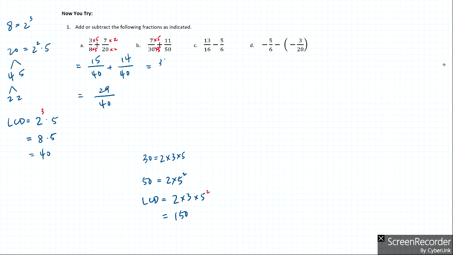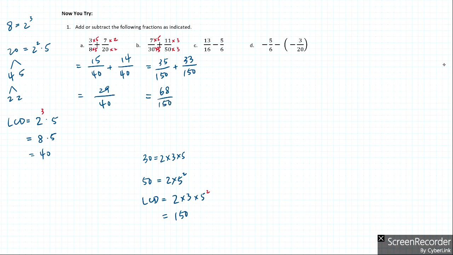So we would get 35 on top and 150 on the bottom. Then for the second fraction, from 50 to 150, again, if you compare the factorization between 50 and our LCD, we have an extra factor of 3. So that means I need to multiply 3 on both sides of the second fraction. And with this, we can say the second fraction has 150 on the denominator and 33 on top. So combining it gives us 68 over 150.